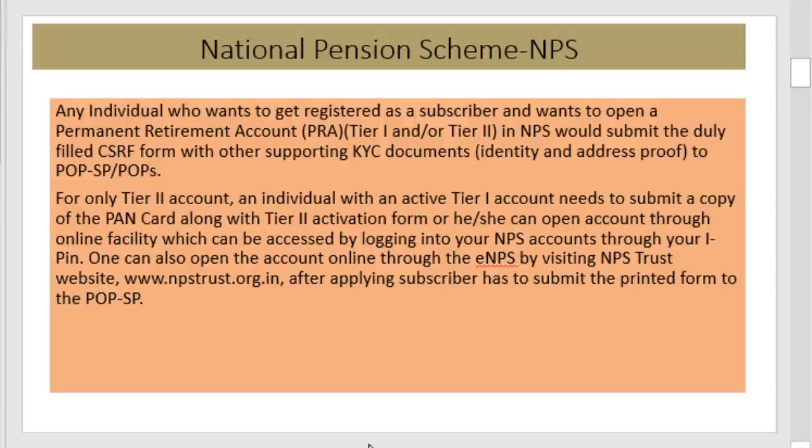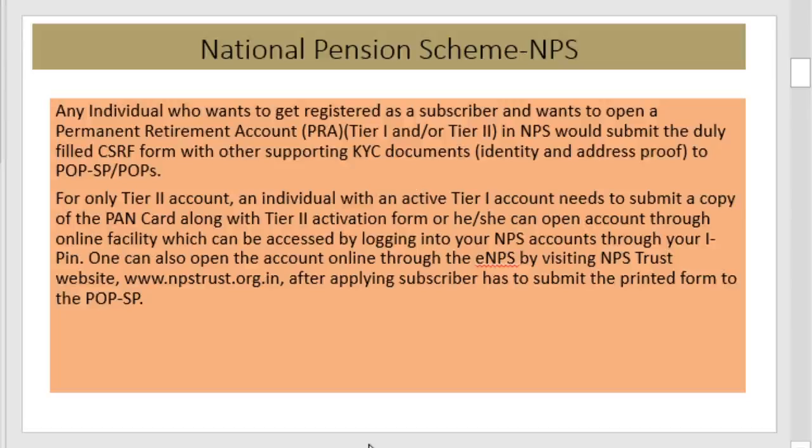For only a Tier 2 account, an individual with an active Tier 1 account needs to submit a copy of PAN card along with the Tier 2 activation form, or he or she can open the account through the online facility, which can be accessed by logging into your NPS account through your IP. One can also open an account online through eNPS by visiting the NPS Trust website.